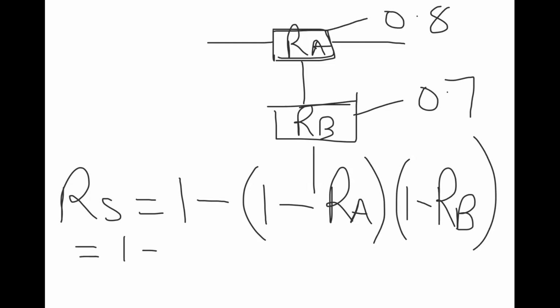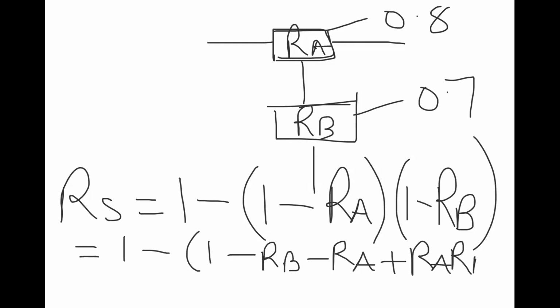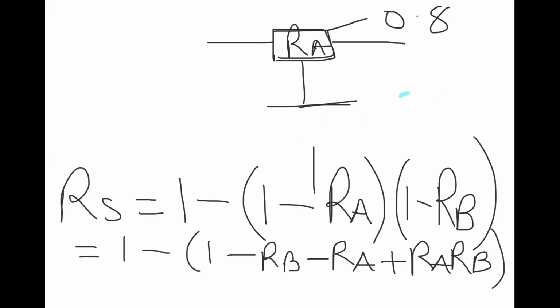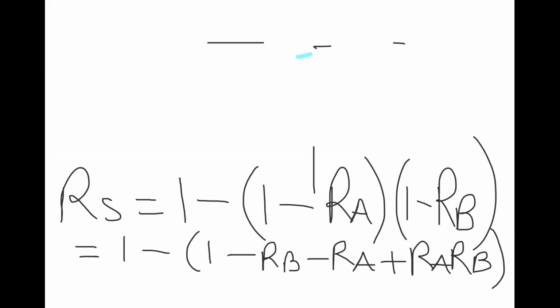1 times 1 is 1, 1 times RB is RB. This multiplied by that is going to be that. This multiplied by that will be plus RA times RB. Now, can you see that expansion right now? Let me continue right here.